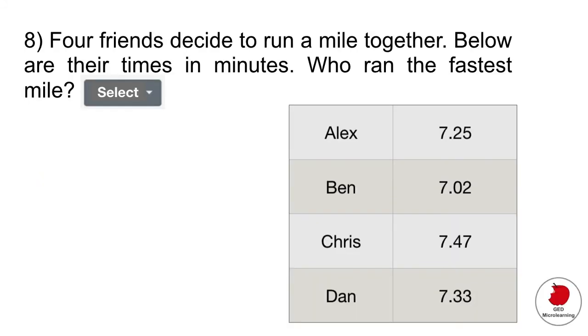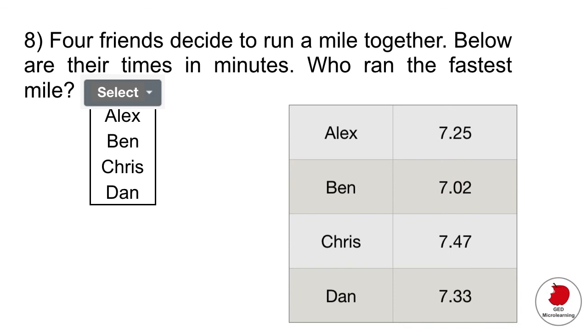All right, 4 friends decide to run a mile together. Below are the times in minutes. Who ran the fastest mile? This type of question is one of those drop-down menu questions where you click a little drop-down menu to select your answer. And you can see that all the friends ran around a 7-minute mile. So which one was fastest?